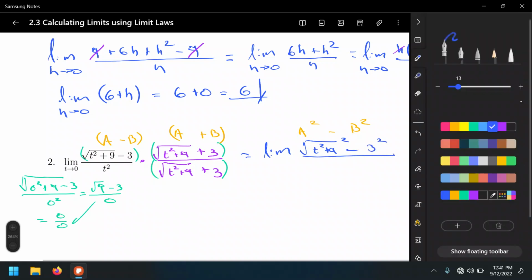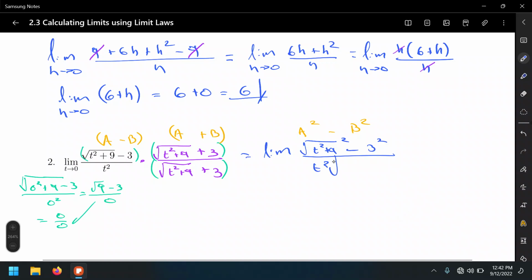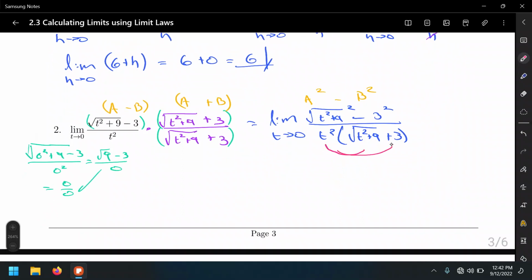And over here, I know that it looks very tempting to distribute, right? But don't do the distributions. You'll see why. As a side note, multiply across these two. That's t squared times the square root of t squared plus 9 plus 3, t approaching 0. Let me write down a note right here: do not distribute. You'll see why in a second.